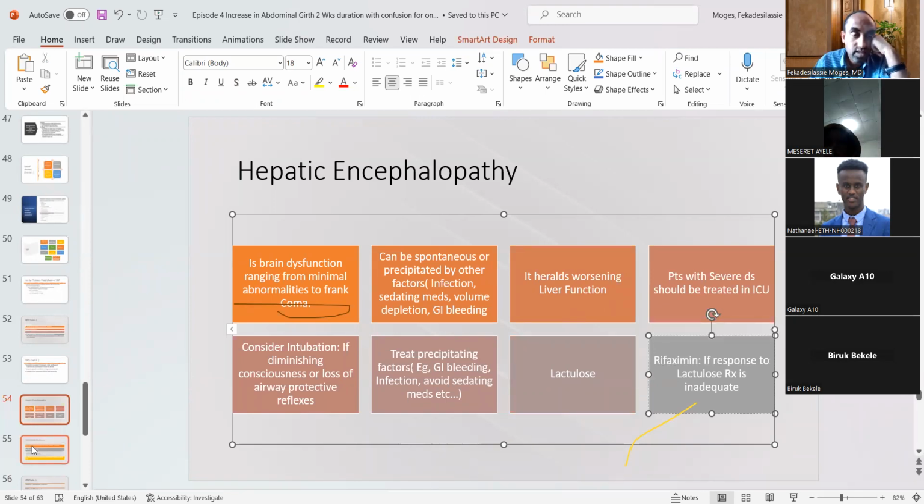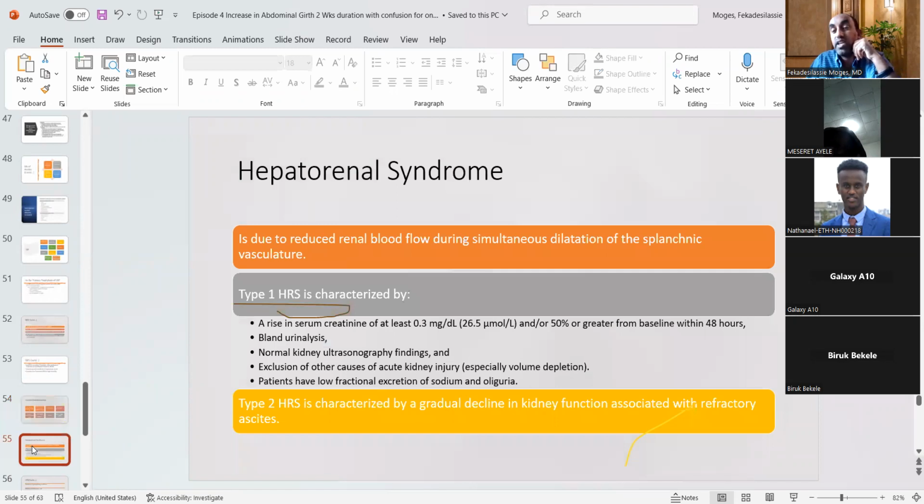And patients, once they recover, when you send them home, you send them home with lactulose, and they should titrate the dose of the lactulose based on the bowel movement. They should have 3 to 4 bowel movements within 24 hours. Okay, they need to have that.